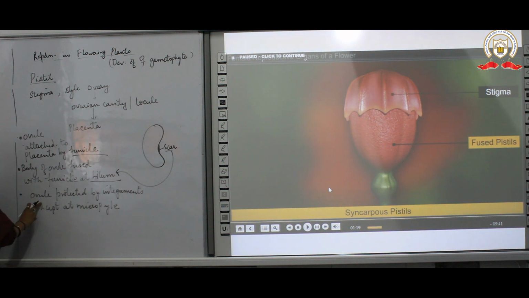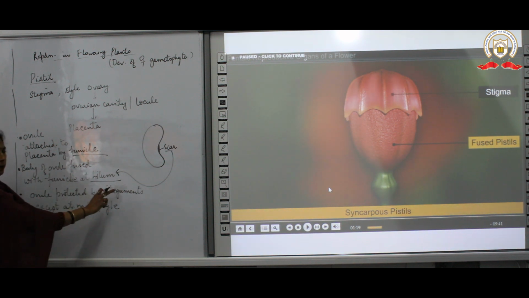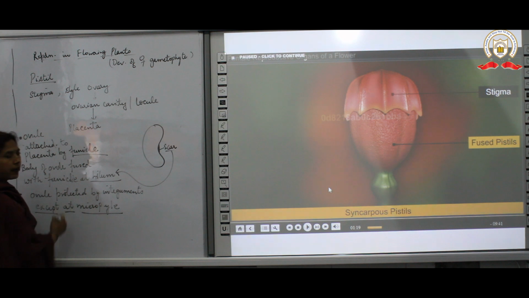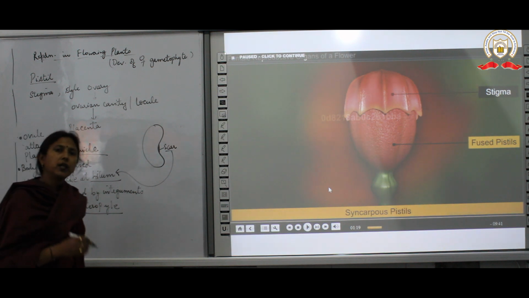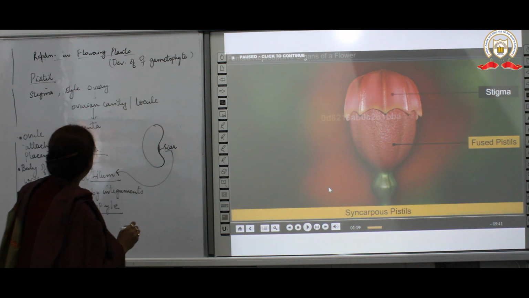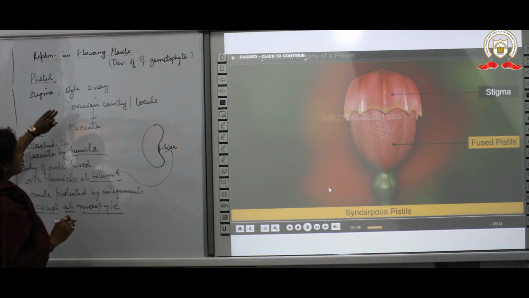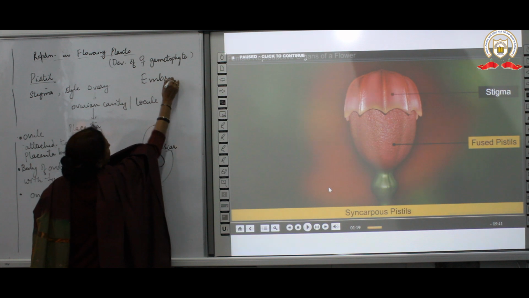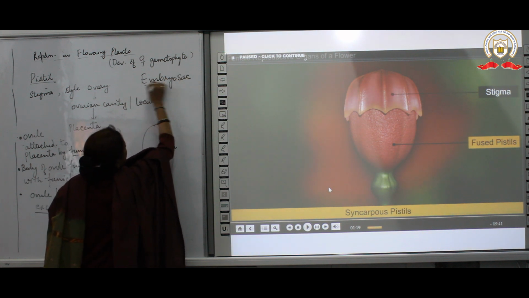Now, the ovule is where the female gametophyte, that is the embryo sac, is present. It is protected by integuments from all sides except at one end called the micropyle, because it is through the micropyle that the entry of the pollen tube and the discharge of male gametes takes place. So today we are going to discuss the formation of the female gametophyte, which is the embryo sac.